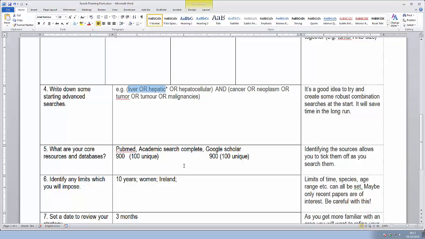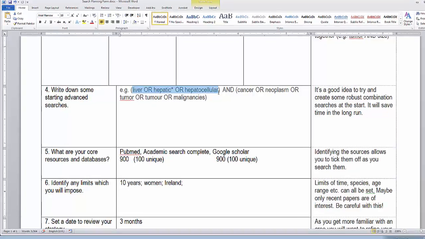So I have 3 possible options to describe liver. I have liver, hepatic, or hepatocellular. All of those are related to the liver. I want to combine those using "or", so I have brackets surrounding those bits: liver or hepatic or hepatocellular in brackets, combined with "and", which means then I can put in my cancer terms. So cancer, neoplasm, tumour, American spelling, tumour, UK and Irish spelling, malignancies, and so on and so on.